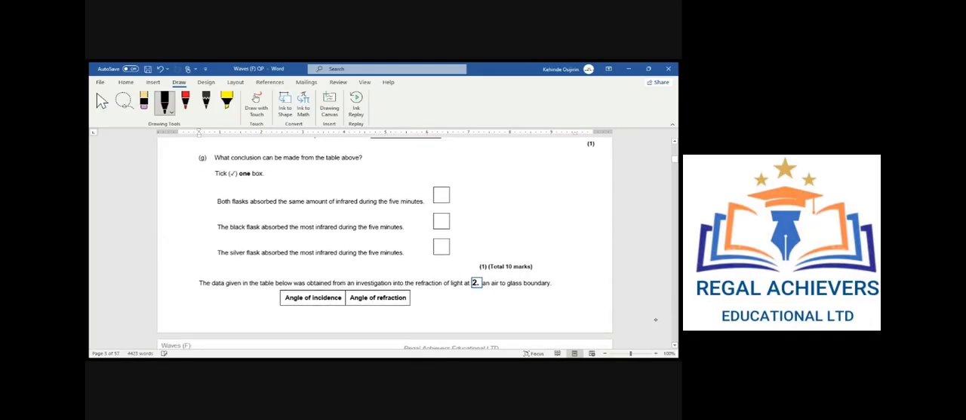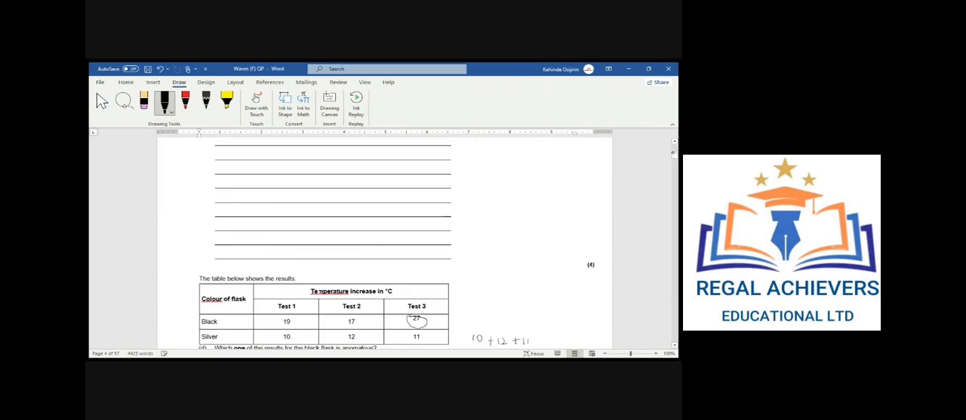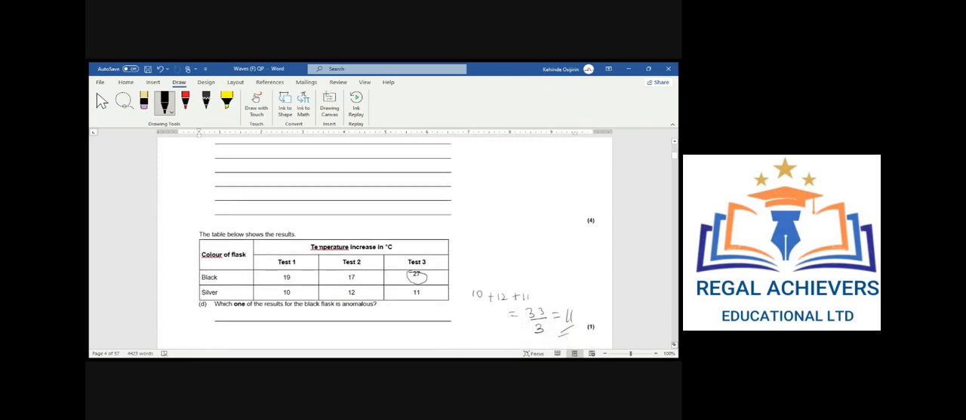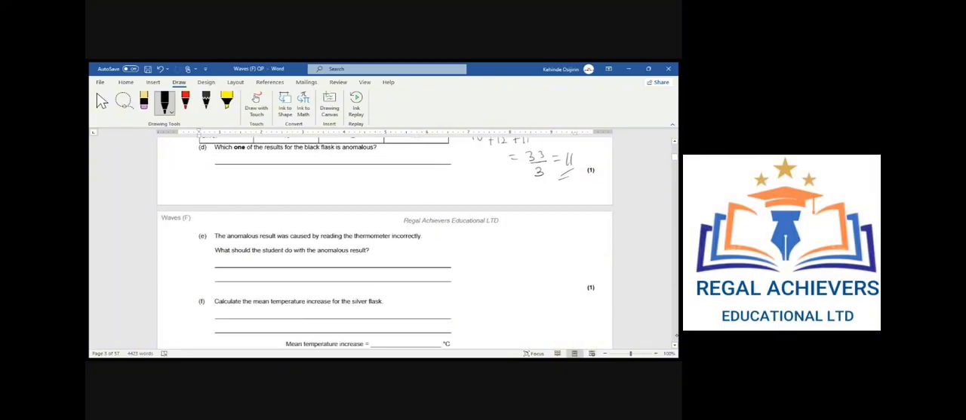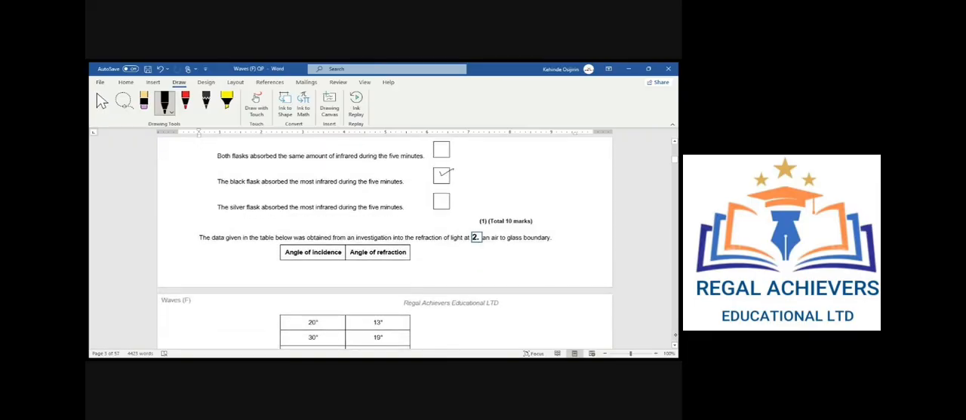Okay, so the next one says, what conclusion can be made from the table above? One key conclusion that can be made is that the black flask absorbed the most infrared during the 5 minutes. Let's go up and look at it. You can see for test 1 and test 2 the way the temperature increases. So that shows the black flask absorbed the most infrared during that 5 minutes.